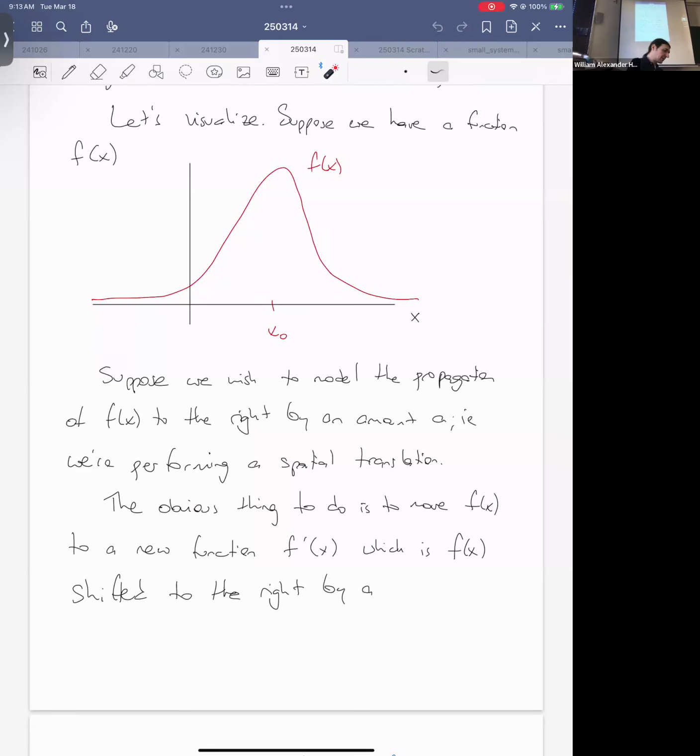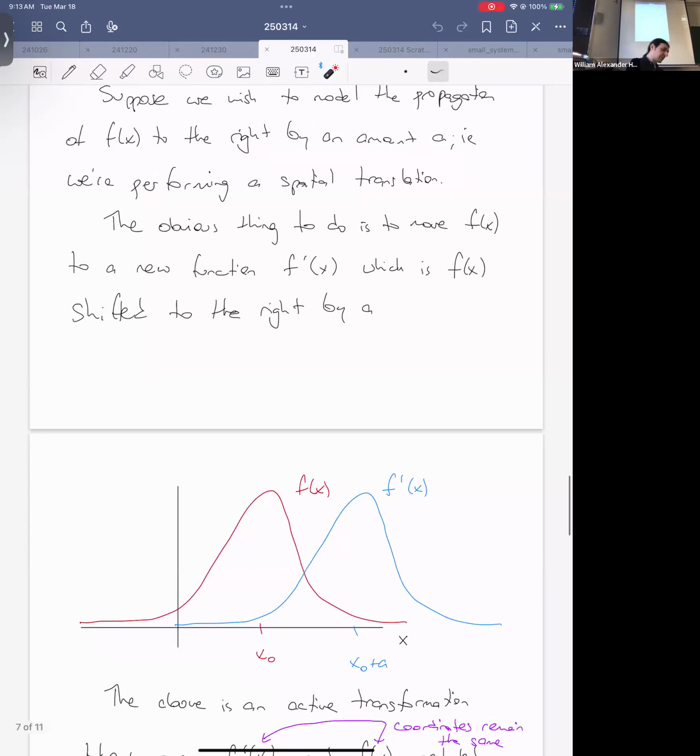So I always find the visualization to be helpful in terms of active versus passive. So we think about having some function f of x, it's sort of lumpy, so that gives us some structure for us to hang our hats on, and say this function is maximized at some position x0 as a function of x. And we want to propagate this function to the right by an amount a. So the first thing that we might do is an active transformation, where we actively transform f of x to a function f prime of x.